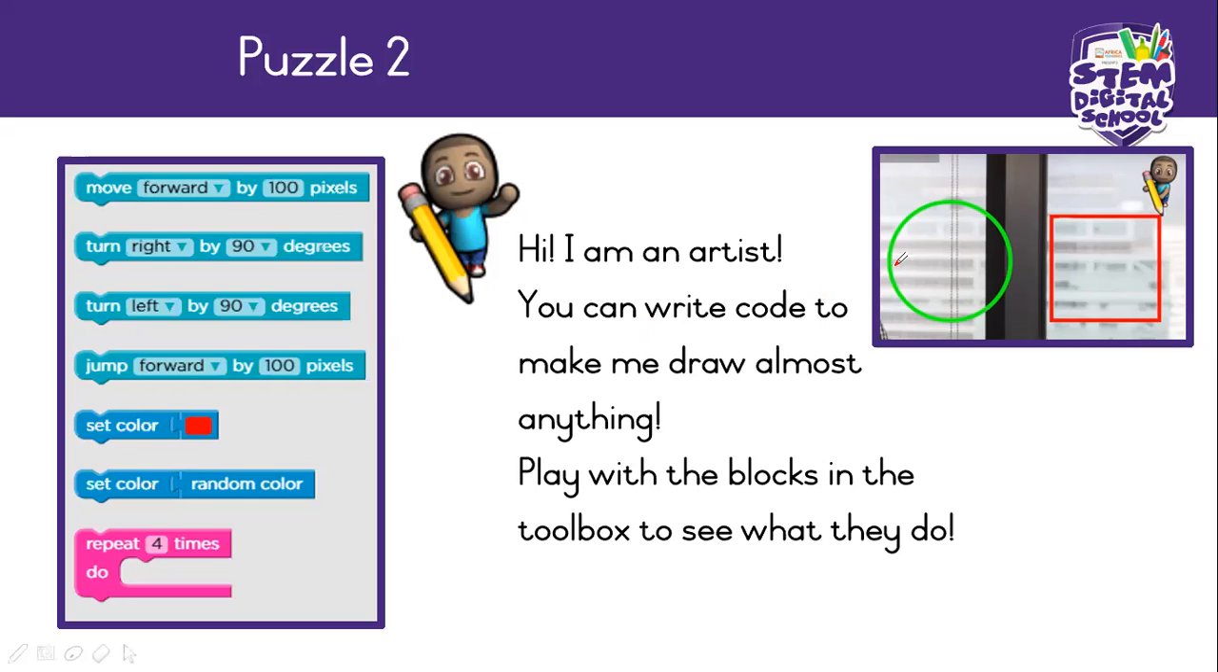Now you can see here, you can make him eventually draw circles. You can make him draw squares. He can draw a lot for you, okay? Now, our new blocks are going to look like this. It's going to say move forward by 100 pixels. I'm going to tell you what pixels are just now. Turn right by 90 degrees. Turn left by 90 degrees. Jump forward by 100 pixels. We can set the color. Okay, so those are what the blocks look like.